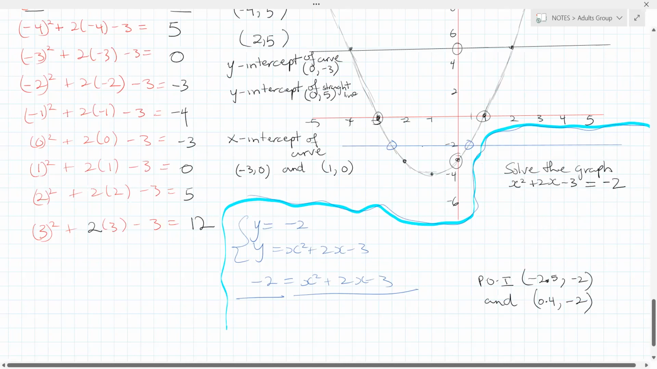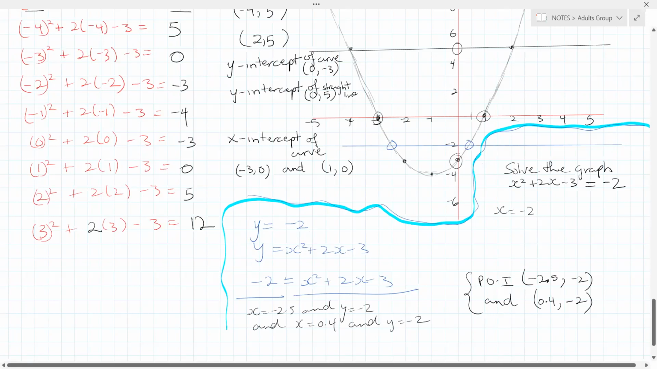So the points of intersection for the line and the graph is where they intersect, and you would have solved it. In the same way we would have had two answers. X is equal to -2.5 and y is equal to -2, and x is equal to 0.4 and y is equal to -2. So what I was saying is, remember simultaneous equations?